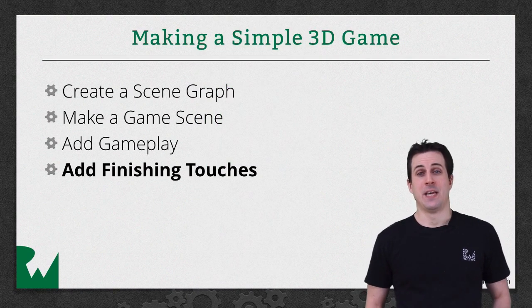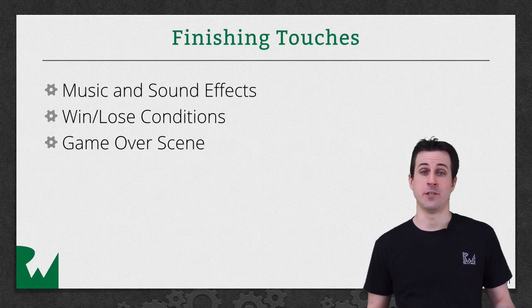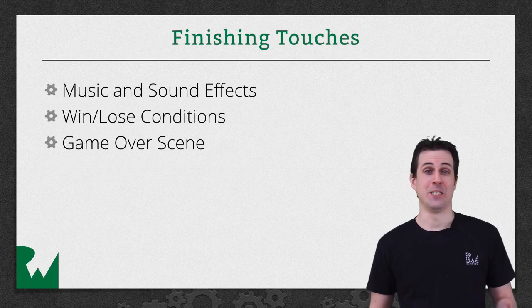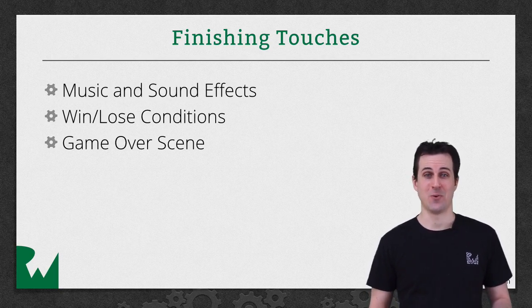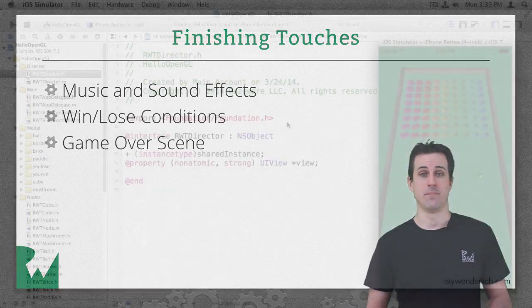So far, to make this game, you've modified your code to organize your scene into a scene graph. You've also created a simple game scene, and you've added some gameplay code into that scene. What's missing is just the finishing touches here. Any good game needs music and sound effects. We're going to go ahead and add those in. And of course, we need a way to win the game or lose the game.